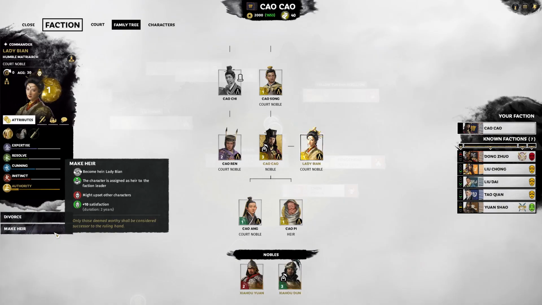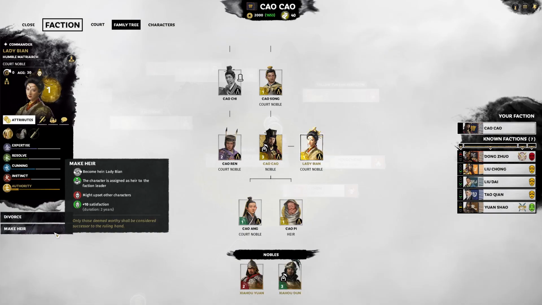He has nowhere to go. Don't worry about that. But if you are switching heir later on and you have Lady Bian, who's been heir for a while, and Cao Pi has come of age after 75 turns, and you want to return the position to Cao Pi, then Lady Bian's going to be a little mad and she's going to lose some satisfaction.